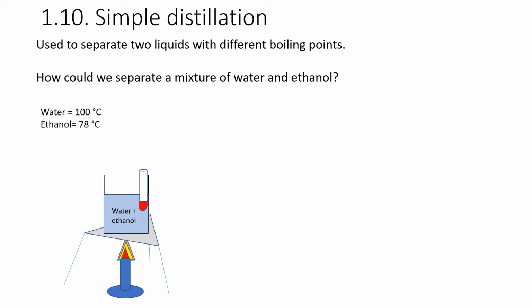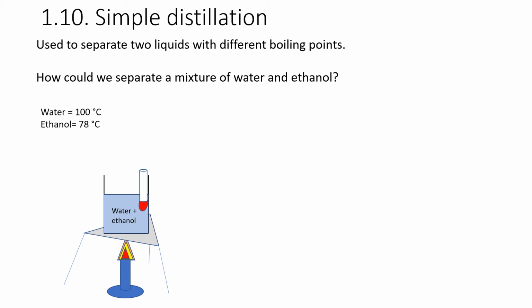Simple distillation, used to separate 2 liquids with different boiling points. So how can we separate a mixture of water and ethanol? Well, water has a boiling point of 100 degrees C and ethanol of 78 degrees C. So if you have a mixture of these 2 in a beaker, just like in the diagram, how could we figure out how to separate them?